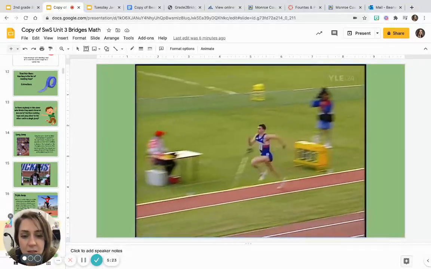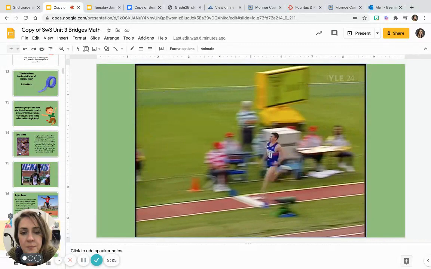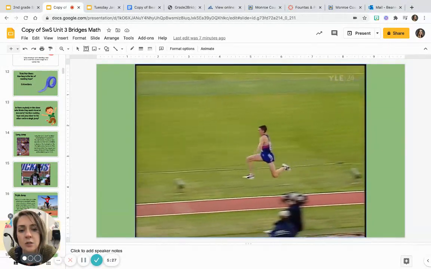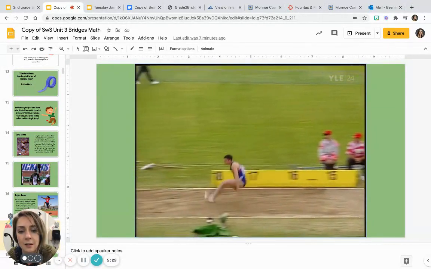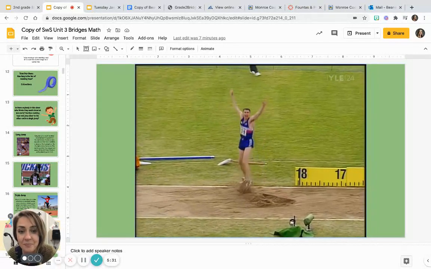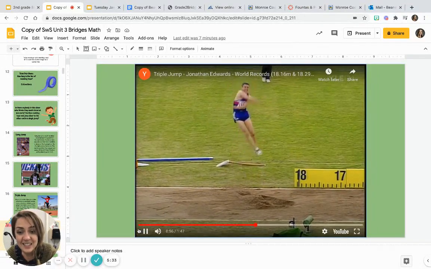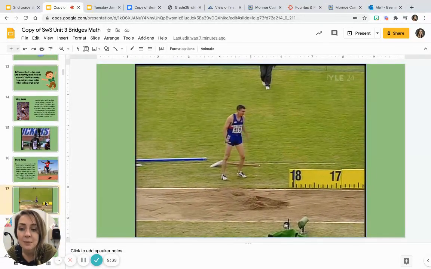So here it is. 1, 2, 3. Okay. Isn't that neat? All right, so we're going to keep talking.